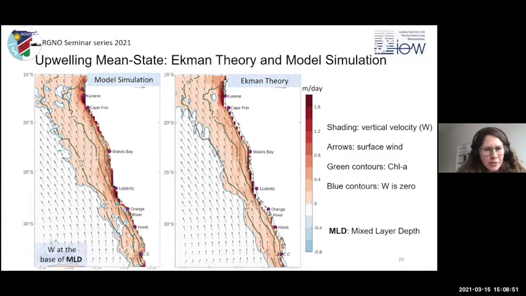I was wondering how did you compute the mixed layer depth? And if you remember what the depth differences are, for example, in the Lüderitz and Walvis Bay area.